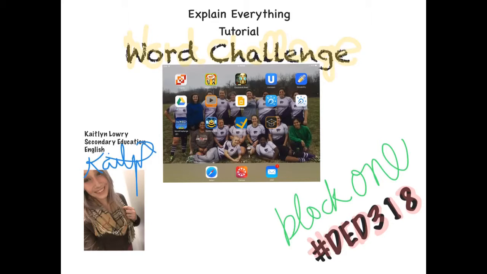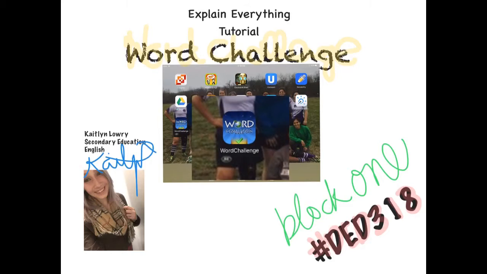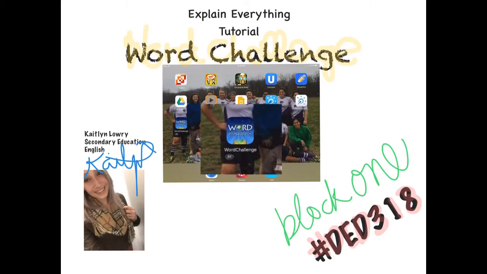If you look at the screen, you'll see right here a box. This box I just made larger is what the app icon looks like, and it's kind of blurry because I'm showing it to you from my desktop. But as you see here, it is just called Word Challenge. If you want to go find it, this is what the icon looks like. You might have to search a little bit deeper for it. I know when I was looking for it, it was a little bit harder to find. But it really is a lot of fun.